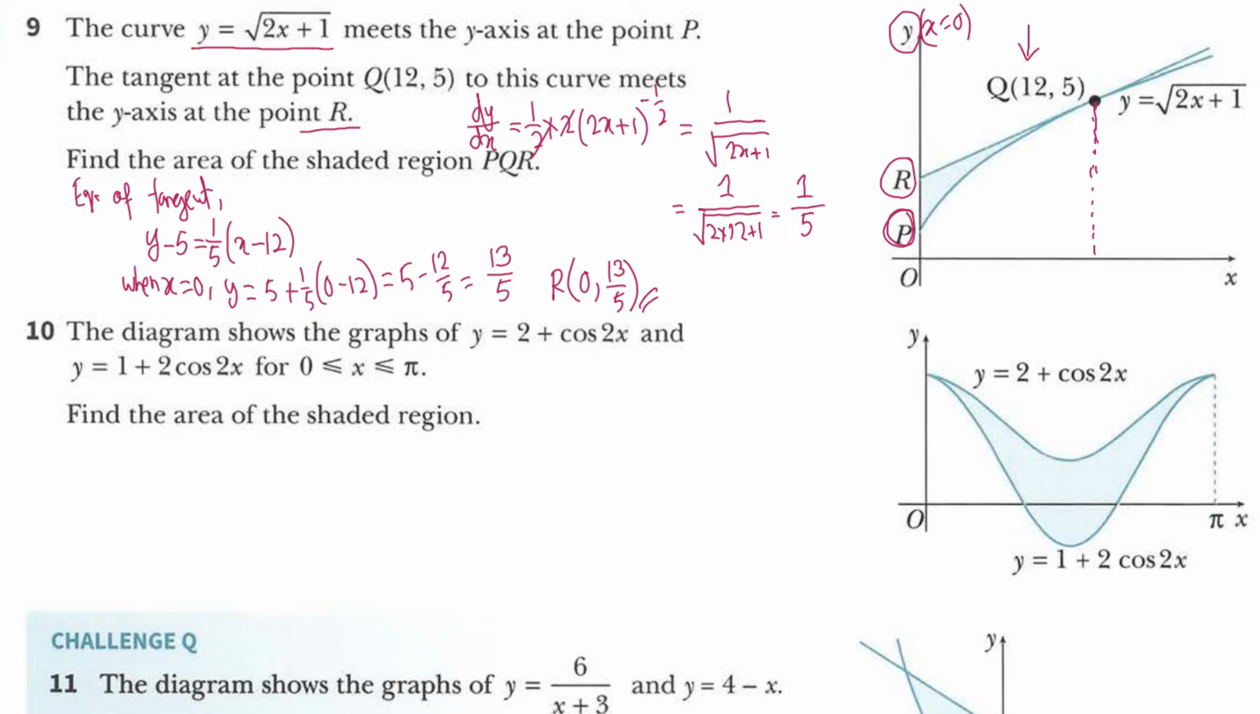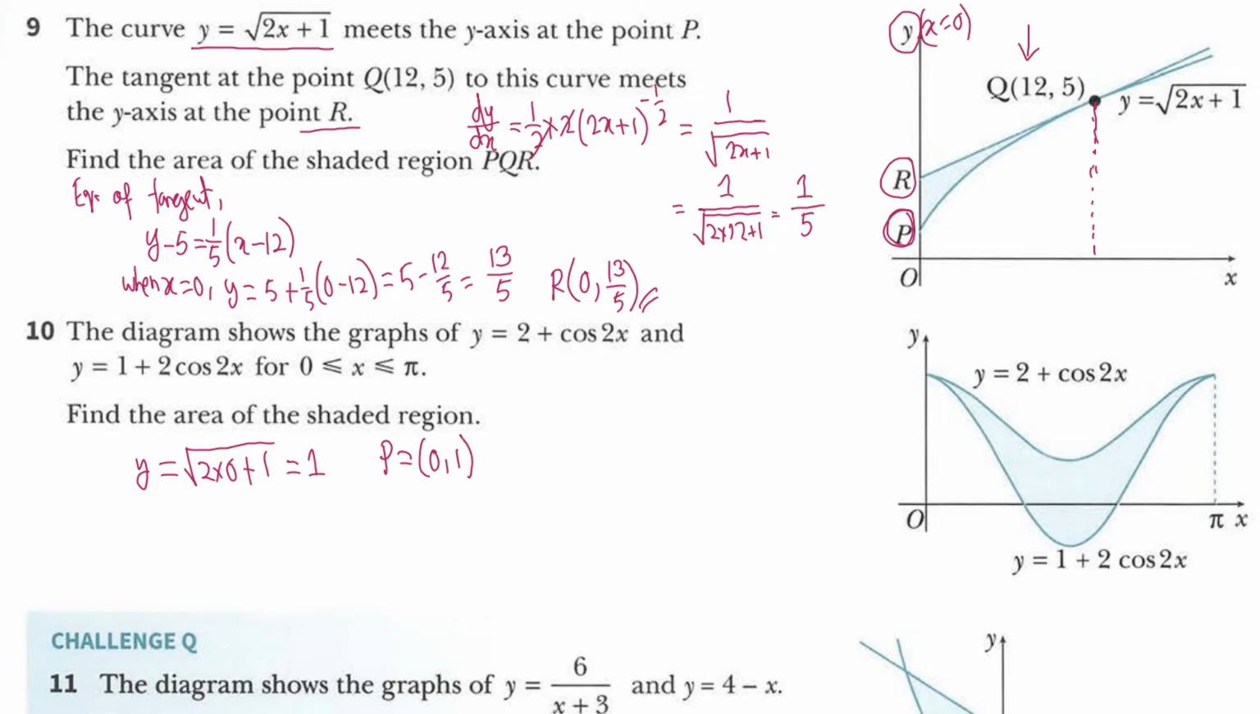To do that, we again consider on the y-axis x equals 0, then y becomes y equals root of, because we got x equals 0, 2 into 0 plus 1, and it gives us positive 1. So our coordinate of P, we can write as (0, 1). These are the coordinates of P.